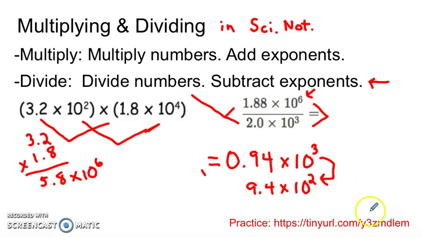We do have some practice problems on this at tinyurl.com/y3zmdlem. And that will be hopefully some stuff you can do because you've seen how to multiply and how to divide these numbers in scientific notation.